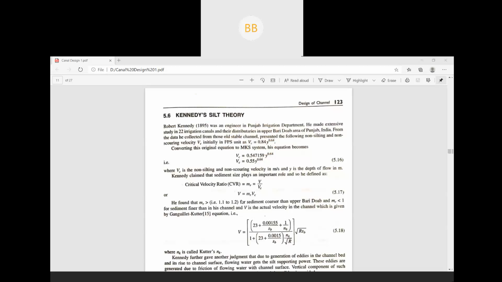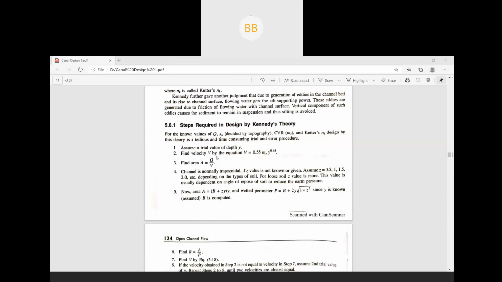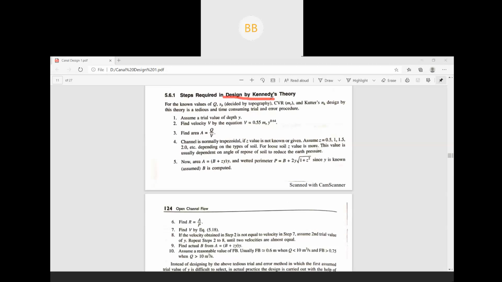For design of erodible channel, we have two theories. One is Kennedy's silt theory, and one is Lacey's theory. Okay. So first we are going to discuss Kennedy's theory. We go directly to the steps required for designing a canal by Kennedy's theory. So we have some steps for designing an erodible channel by Kennedy's theory. We have to follow these steps.